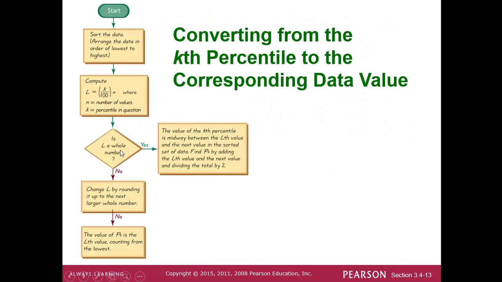If L, the locator, is a whole number, you would count to that position in the data set and average that number and the next number to find the value of your percentile. If L is not a whole number, you will round it up and then use that position in the data set.